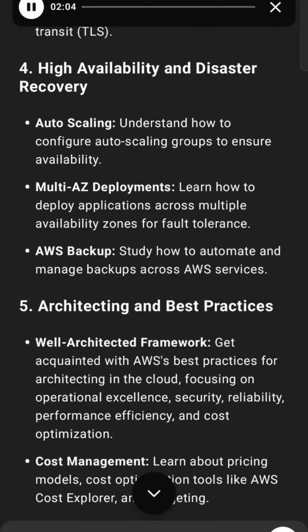4. High availability and disaster recovery. Auto-scaling. Understand how to configure auto-scaling groups to ensure availability. Multi-AZ deployments. Learn how to deploy applications across multiple availability zones for fault tolerance. AWS Backup. Study how to automate and manage backups across AWS services.